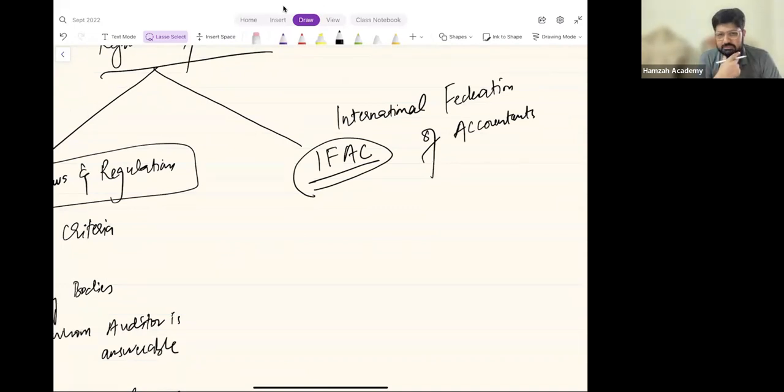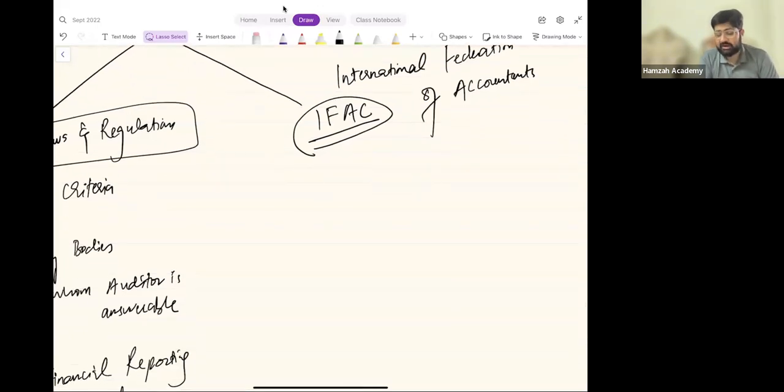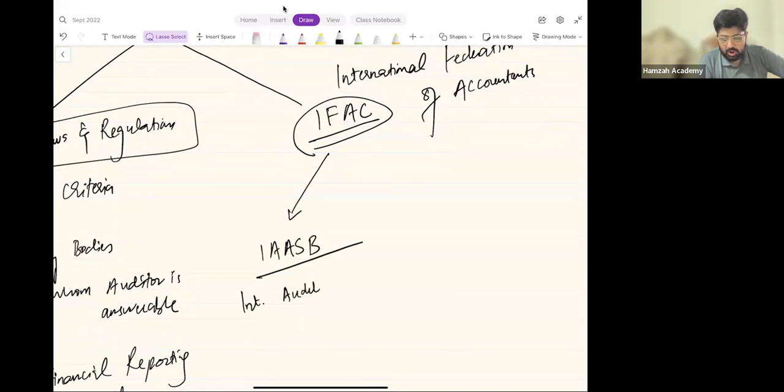What does IFAC do? IFAC is a global body. ACCA is a member of it, ICAP is a member, and more than 100 accountancy bodies are its members. IFAC has multiple subcommittees. I will discuss two subcommittees of IFAC here. The first one is the IAASB, the International Audit and Assurance Standards Board.